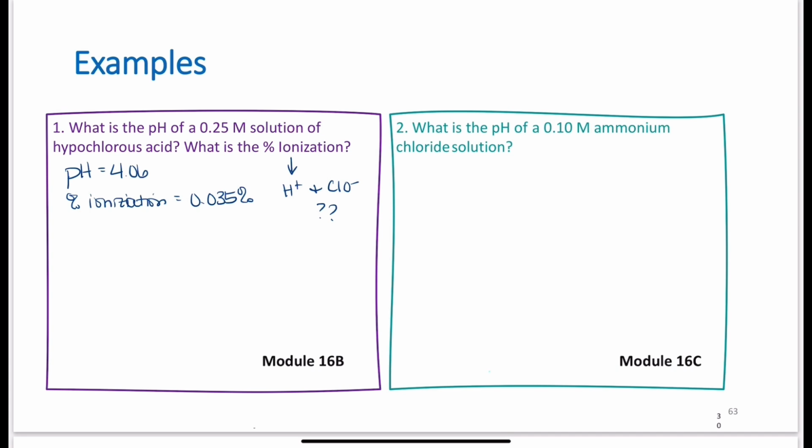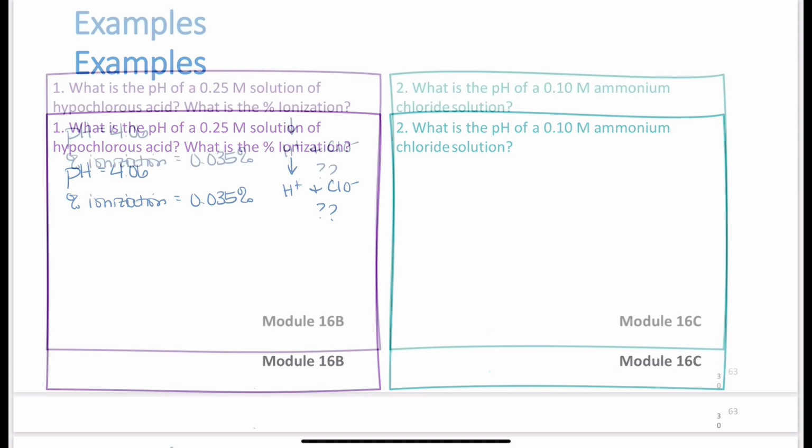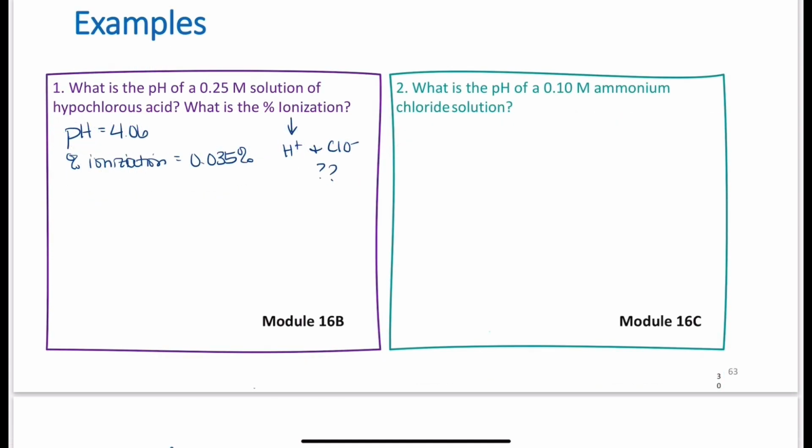The next question. What is the pH of a 0.1 molar ammonium chloride solution? Okay, I have to recognize what ammonium chloride is. First, I need the formula of ammonium chloride. NH4Cl. That's just a salt.